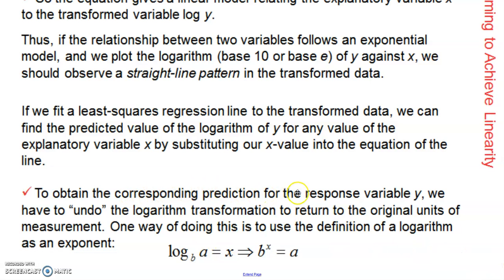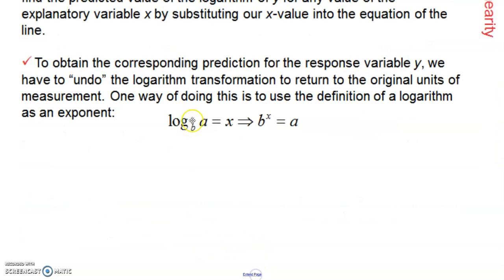To obtain the corresponding prediction for the response variable, you have to undo the logarithm and return it to your original units. And you can do that by using the definition of a logarithm, which is this. The way I teach this is if you have log base b of a equals x, that means b to the power of x equals a. I kind of swirl it. So this base to that power equals that. B to the x equals a is a way you can rewrite that.